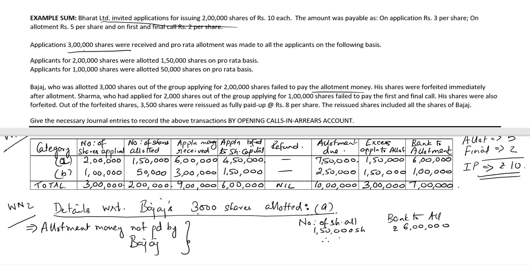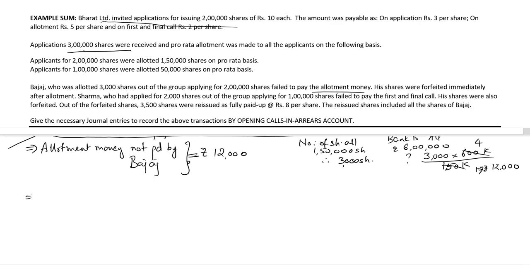Therefore, for 3,000 shares allotted, Bajaj would have had to pay 3,000 multiplied by 6 lakh divided by 1,50,000. Comes up to 12,000 rupees. So the allotment money not paid by Bajaj is equal to rupees 12,000.